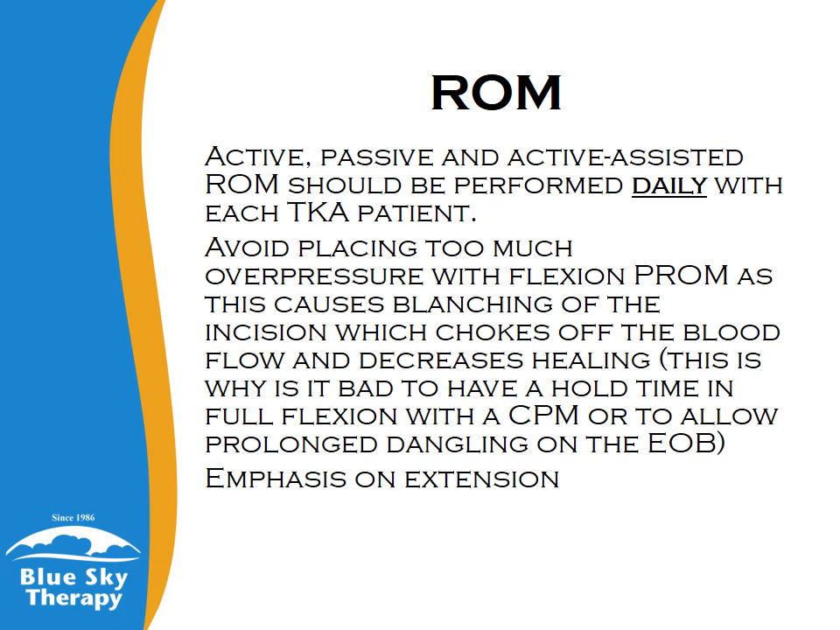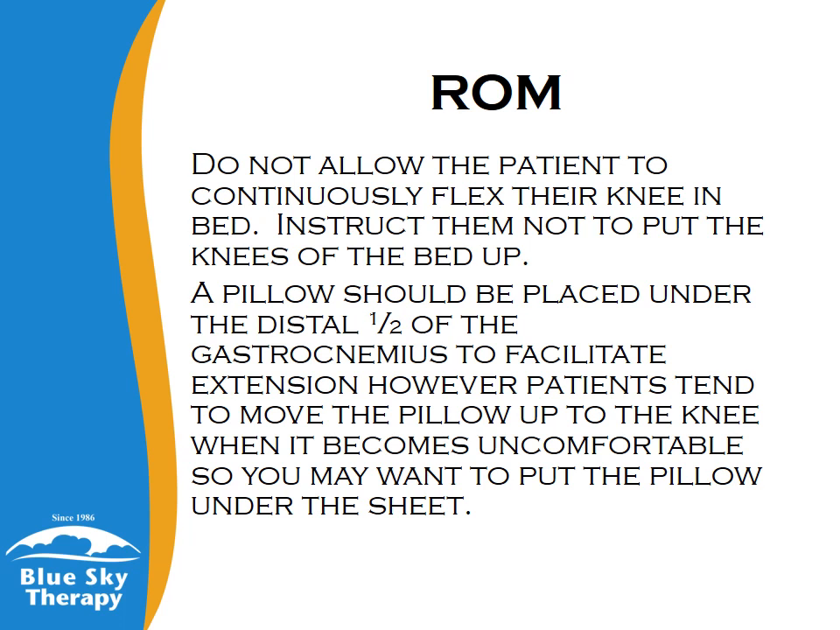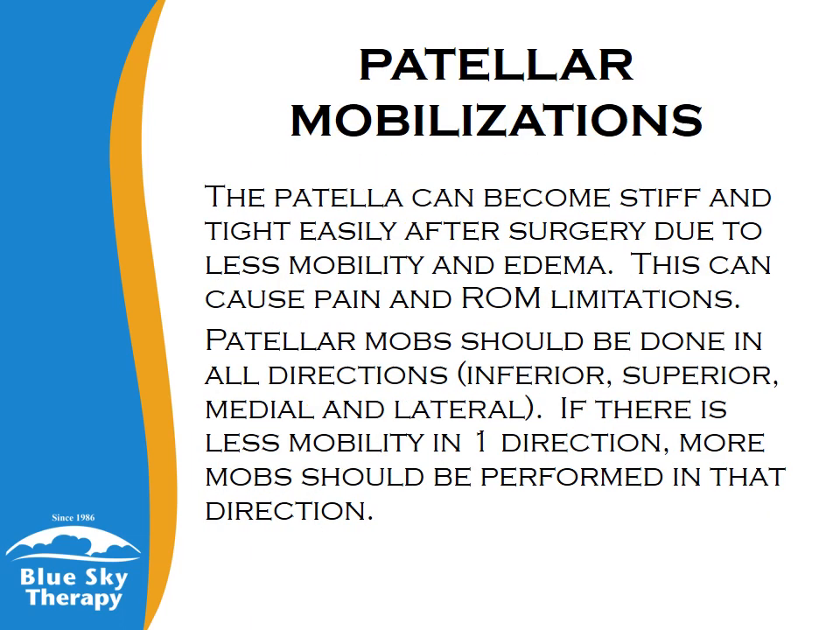Emphasis should always be placed on extension, as extension is more important for a normal gait pattern than full flexion is. Do not allow the patient to continuously flex their knee in bed. Instruct them not to put the knees of the bed up. A pillow should be placed under the distal half of the gastrocnemius to facilitate extension. However, patients often tend to move the pillow up below the knee when it becomes uncomfortable, so you may want to put the pillow under the sheet so they can't do that.